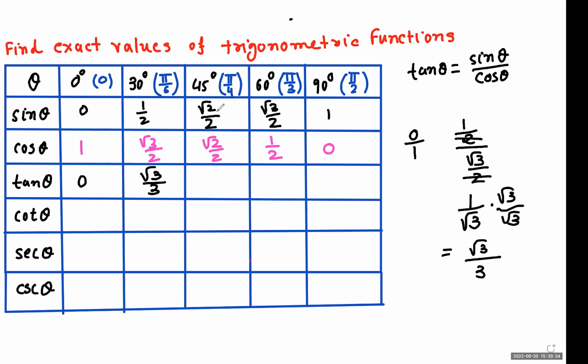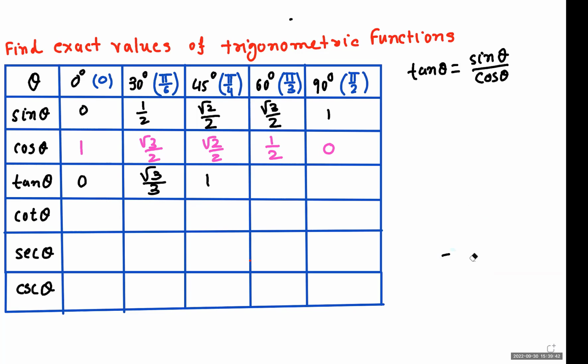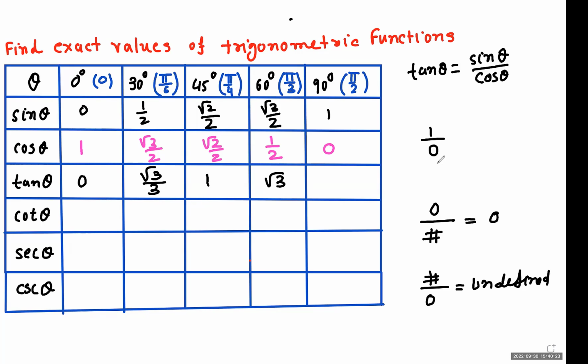So the value here will be square root of 3 over 3. Now these two values are exactly the same. So when you cancel out, you just get 1. Moving forward to tangent 60 degrees, we're going to divide sine 60 degrees, which is radical 3 over 2, over 1/2. Same denominator, we can cancel out. Radical 3 over 1 is still square root of 3. And last value, tangent 90 degrees, is sine 90 degrees divided by cosine 90 degrees, which is 1 over 0. Now we know from our algebra class, 0 over any number is 0, but any number over 0 is undefined. So 1 over 0 is also undefined. So this value is undefined.